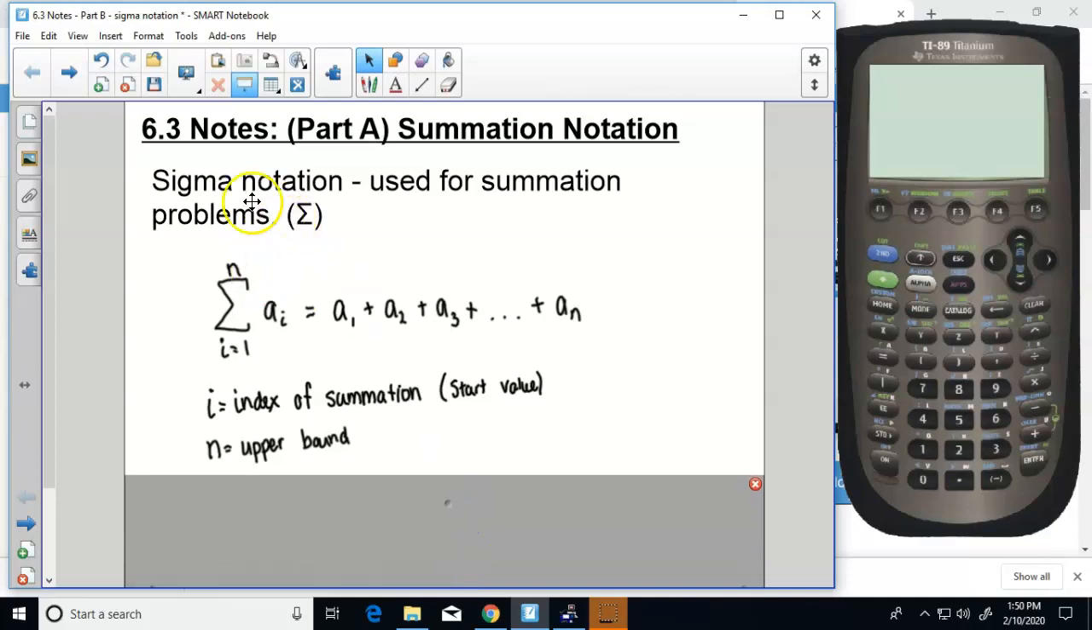Summation notation works like this. You've got your sigma, and underneath it you usually have I, although they could use a different letter. I is your index of summation, that's the number you start at. The number on top, this N, is your upper bound, and then you have some sort of expression. Summation notation is used whenever you need to add repeated values of a function.